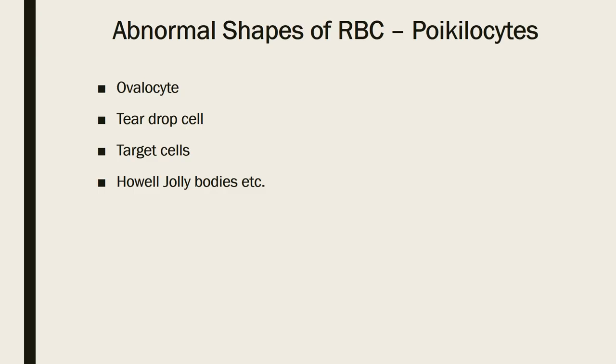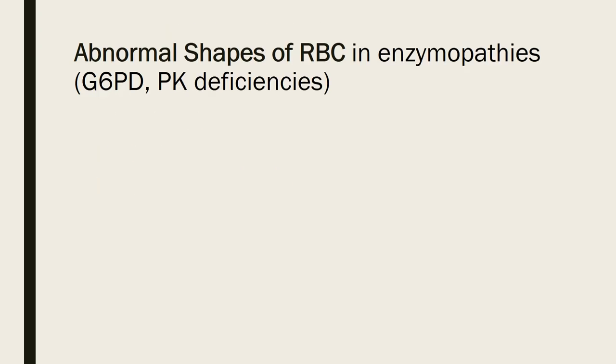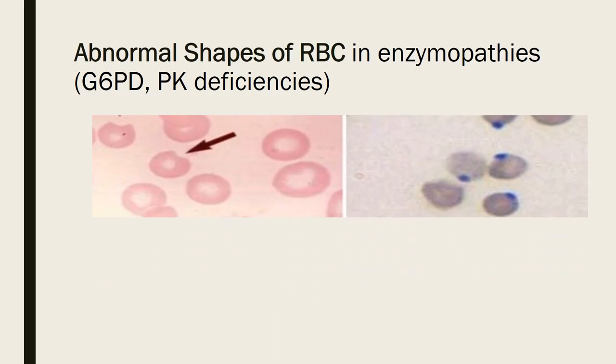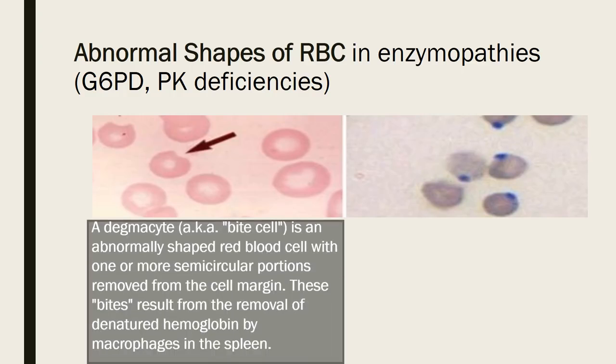Howell-Jolly bodies, these are small, rounded, densely staining nuclear remnants. It is seen in megaloblastic anemia, after splenectomy, in iron deficiency and leukemia. Abnormal shapes of RBC in enzymopathy, example G6PD and PK deficiency. So in this picture you can see these are the bite cells, and in another you can see the Heinz bodies. These are the characteristic of enzymopathy. Bite cells are also known as degmacytes.